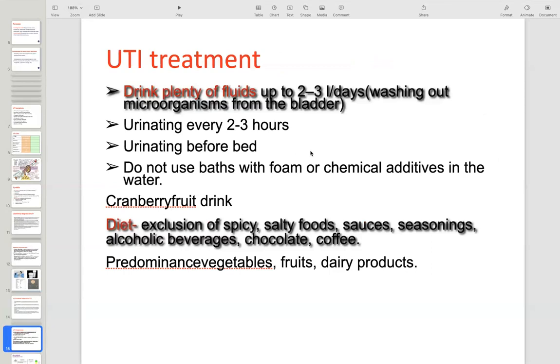The next is about the UTI treatment. Here is the non-drug treatment. Start with drinking plenty of fluid, up to 2-3 liters per day, to wash out microorganisms from the bladder, urinating every 2-3 hours and urinating before bed. Do not use baths with foam or chemical additives in the water. Cranberry fruit drink. Diet: we should exclude spicy, salty foods, sauces, seasonings, alcoholic beverages, chocolate, and coffee. Predominance is given to vegetables, fruits, and dairy products.